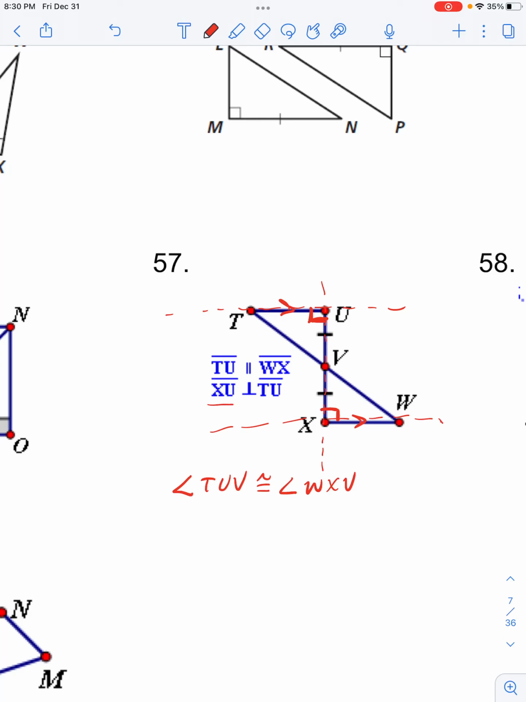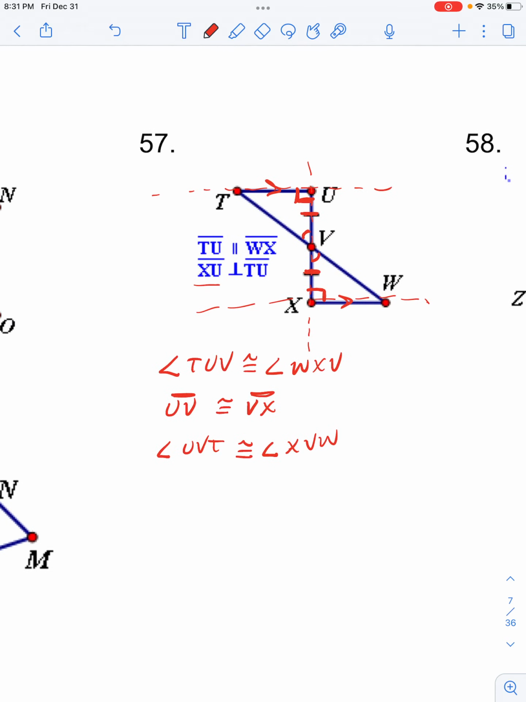We also know that we have this side that's congruent. We have UV is congruent to VX. And also, we know that we have this pair of vertical angles here. So that would be angle UVT. It's congruent to XVW.